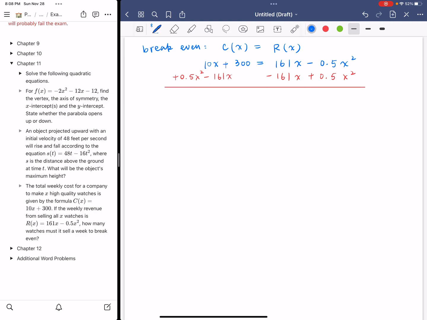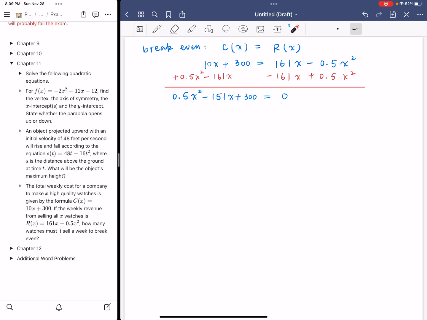Let's perform the inverse operations. We have 0.5x squared minus 151x plus 300 equals 0. So this is our quadratic equation if we put everything on one side and keep the coefficient of x squared positive. Before we continue, I would do one more transformation. Notice that we have a coefficient that's a decimal. And if you can avoid that decimal, then avoid that decimal.